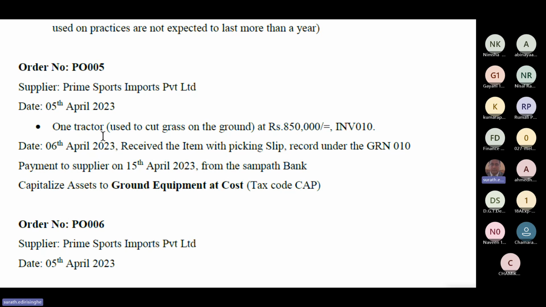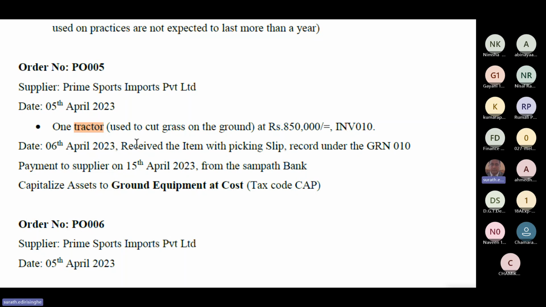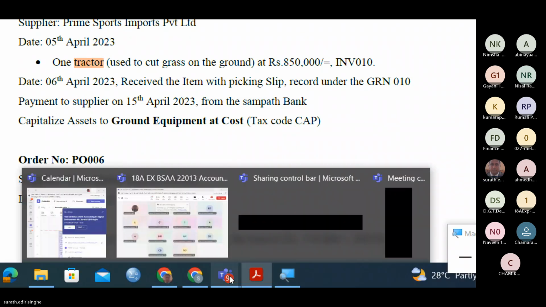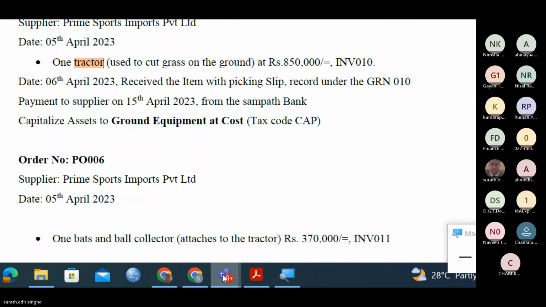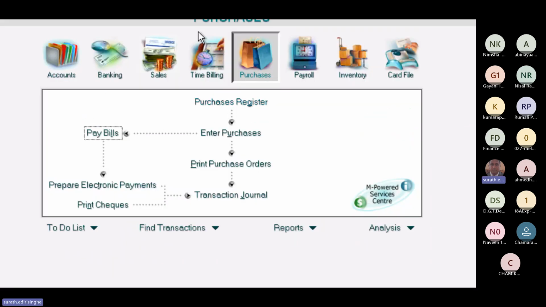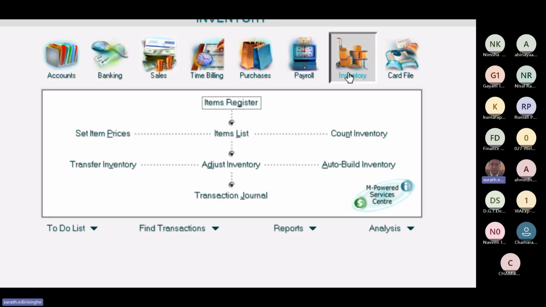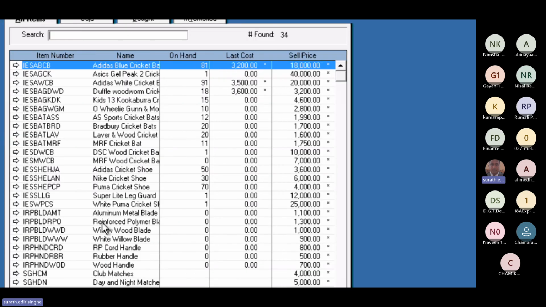First of all, we have to create an asset account in your inventory. Right? Asset account, tractor. Note down the steps. First, record the inventory item in the inventory item list. Look here, sometimes there may be a tractor item.